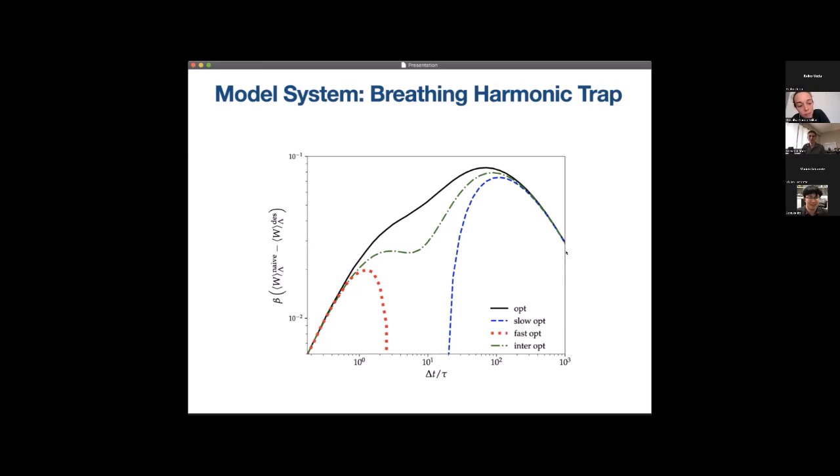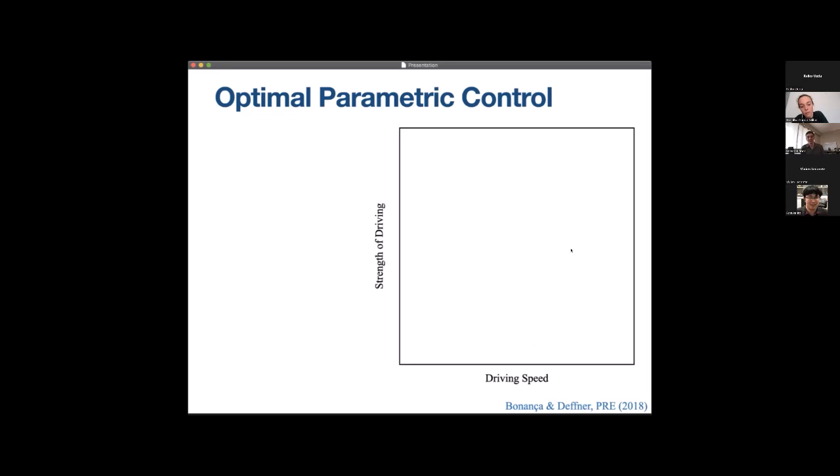And then to conclude, I just wanted to give a bit of a more general perspective on this type of parametric control. So here I have a little diagram that's sort of inspired by this paper by Bonança and Deffner, where they showed a similar type of diagram where we have on the horizontal axis the driving speed, and on the vertical axis the strength of driving. So here we have the slow limit, the fast limit, the weak limit, and the strong limit.